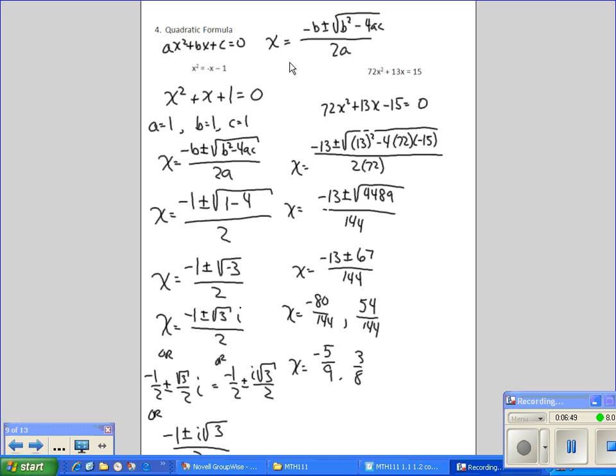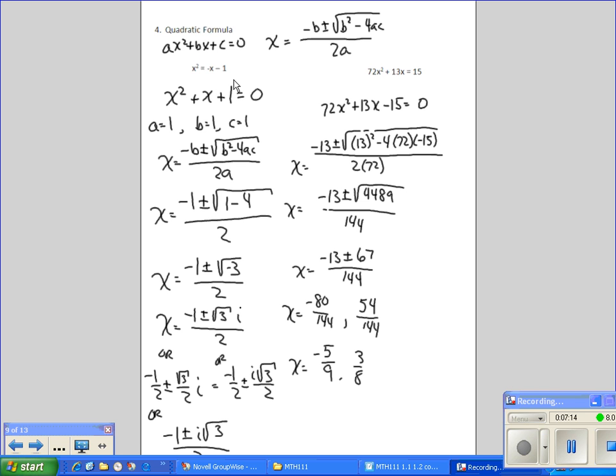Okay, then the quadratic formula you may remember. ax squared plus bx plus c equals 0 is our standard form. It's important that you're in standard form before you use the quadratic formula, or else your signs are going to turn out wrong. And then the quadratic formula: x equals negative b plus or minus the square root of b squared subtract 4ac, all over 2a.